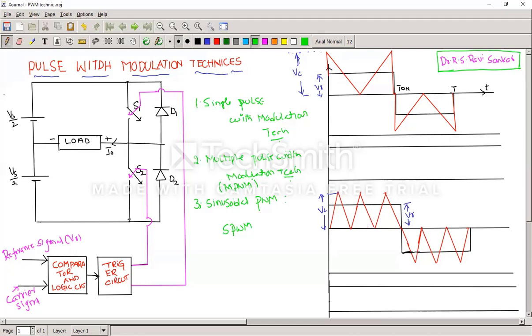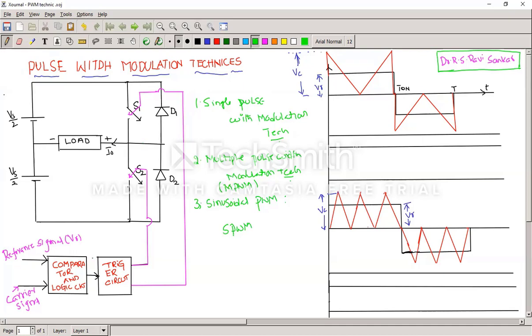Now first let us see the single pulse width modulation technique. Next we are going for the multiple pulse width modulation technique. Lastly, we are going for the sinusoidal pulse width modulation technique. One by one we will study. Now if you take a single pulse width modulation technique, in this technique, how we are going to generate the base voltage to S1 and S2 means, in each half cycle, only one pulse is there. The width of the pulse we are going to control the output voltage.